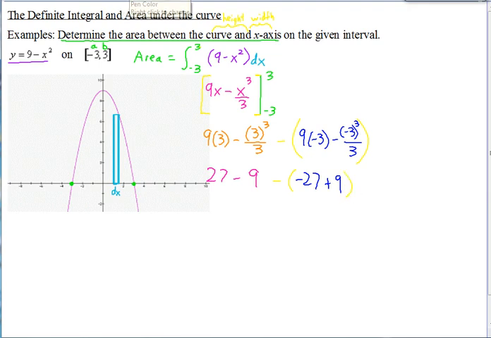So that 27 minus 9 gives you 18, minus -27 minus 9 is -18. So it's 18 plus 18 gives you 36. And we're talking about area here. So the area of the region enclosed under this curve, between the curve and the x-axis, from negative 3 to 3, is exactly 36 units squared, since we're talking about area.